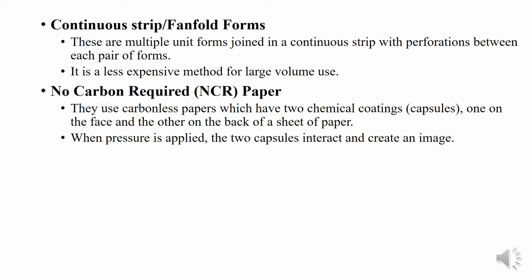Continuous strip manifold forms. These are multiple unit forms joined in a continuous strip with perforations between each pair of forms. It is a less expensive method for large volume use. No carbon required paper (NCR). They are carbonless papers which have two chemical coatings, one on the face and the other on the back of a sheet of paper. When pressure is applied, the two capsules interact and create an image.